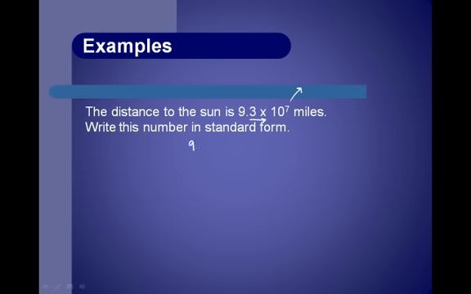So that would be 9.3, moving it 7 places. One place gets it beyond the 3. Then we would still need 6 more places, which means we're going to have to add 6 more zeros to get our 7 places. So we would have the number 93 million in standard form.